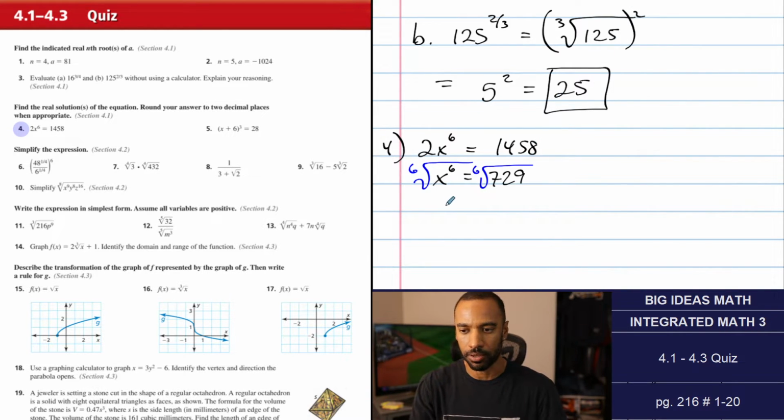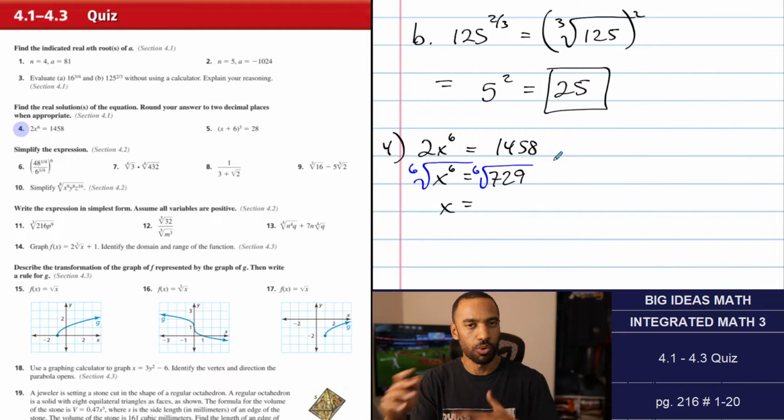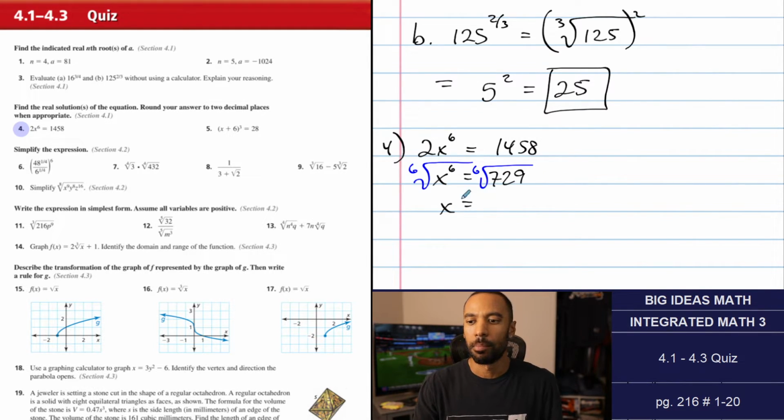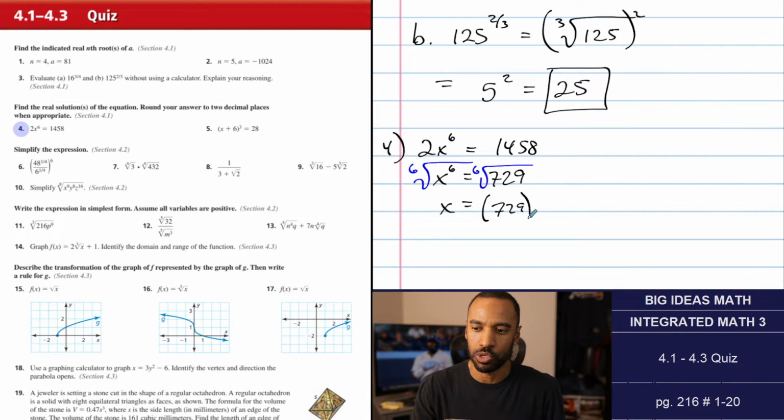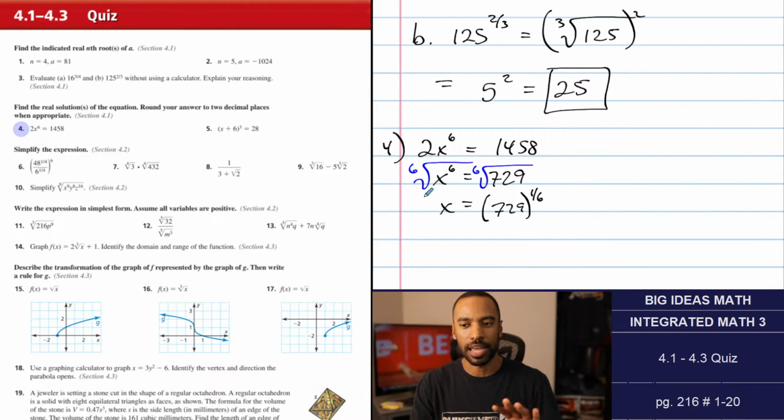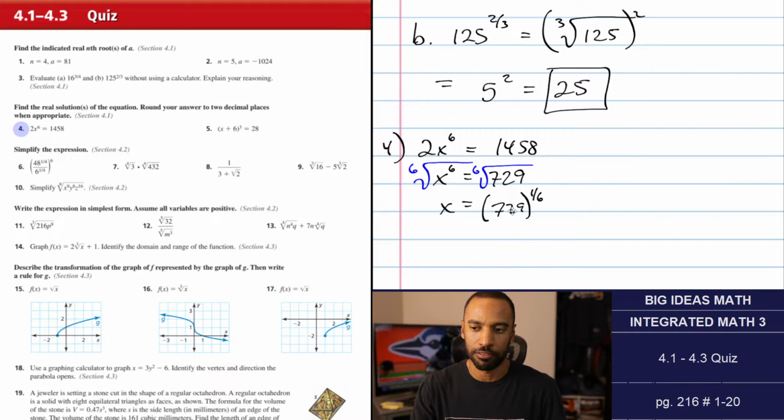You could go to the calculator and type it in, but maybe you're like, I don't even know how to type 6 root in my calculator. There's a way to do it. But you could also do 729 to the 1/6 power. Now that's just an in-between that I'm writing for you in case you want to go to calculator mode. But 729, I believe the 6th root of that is 3.